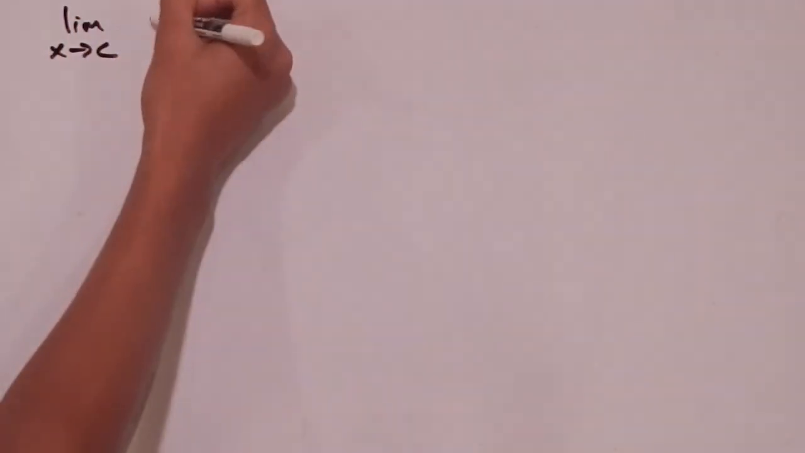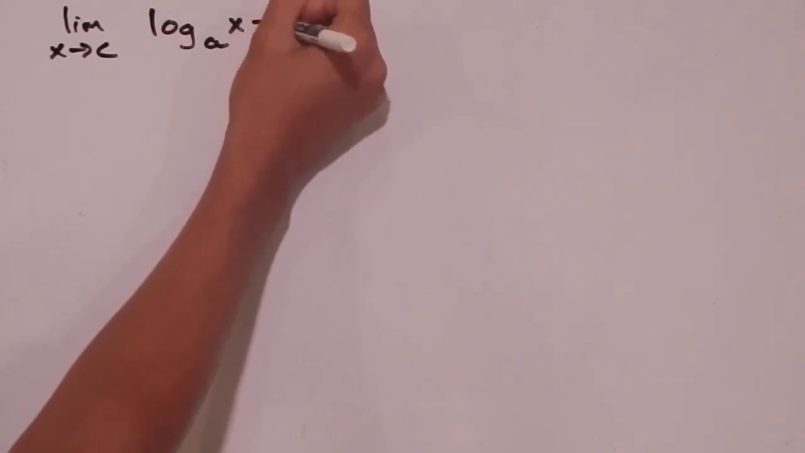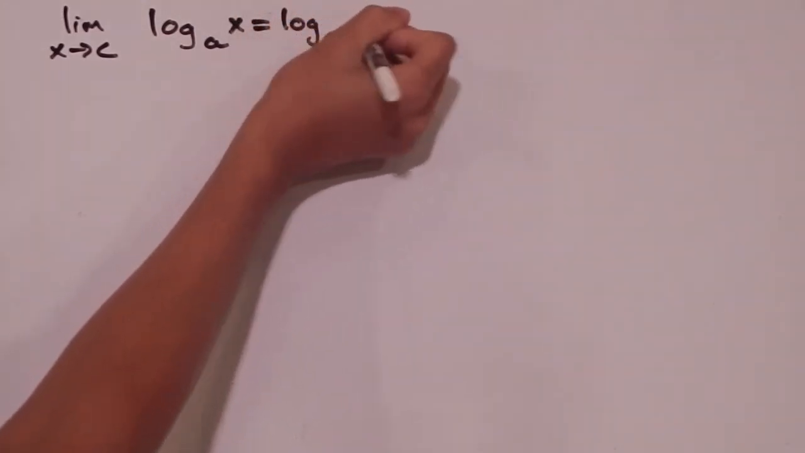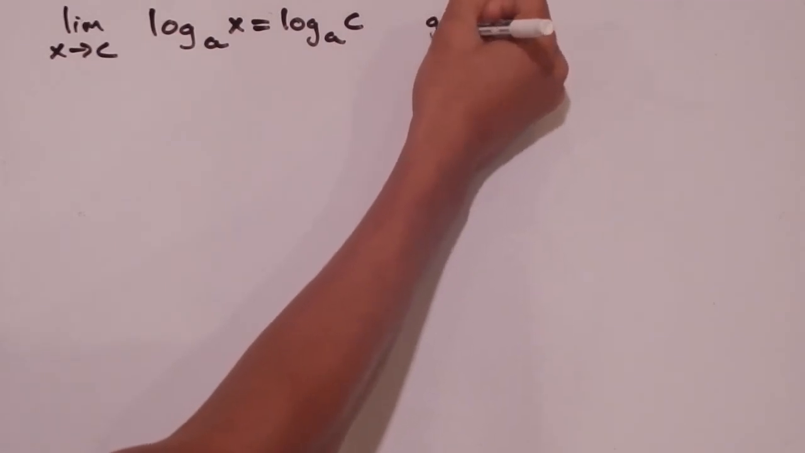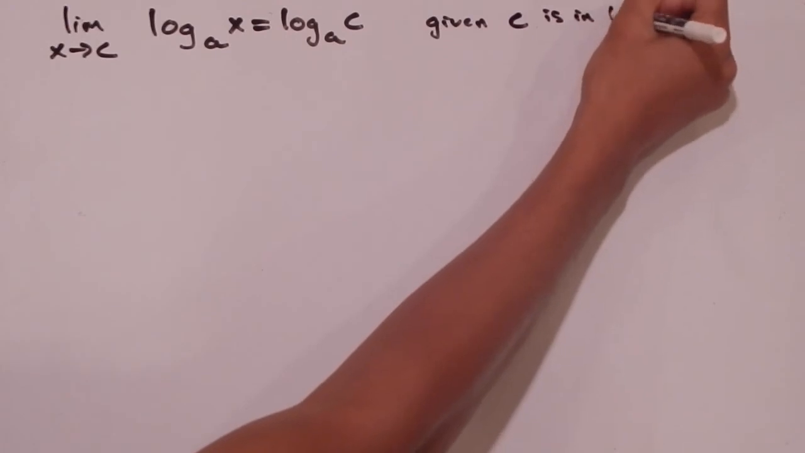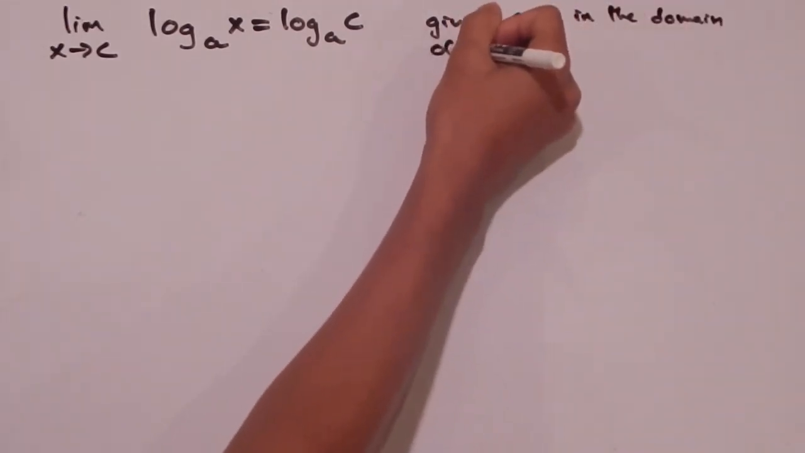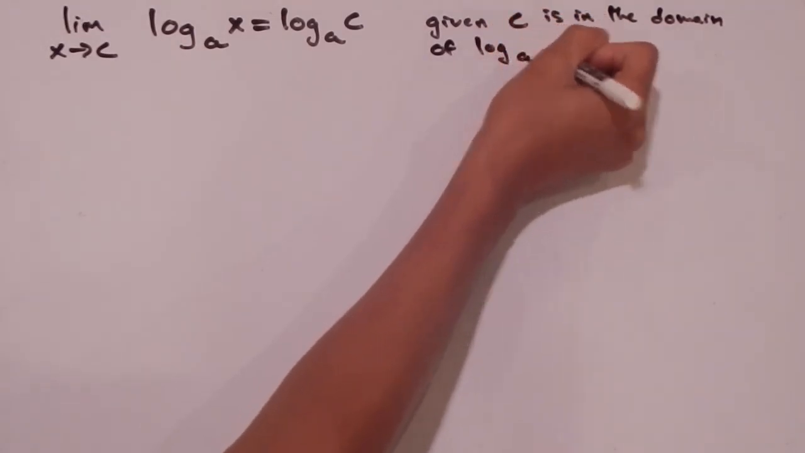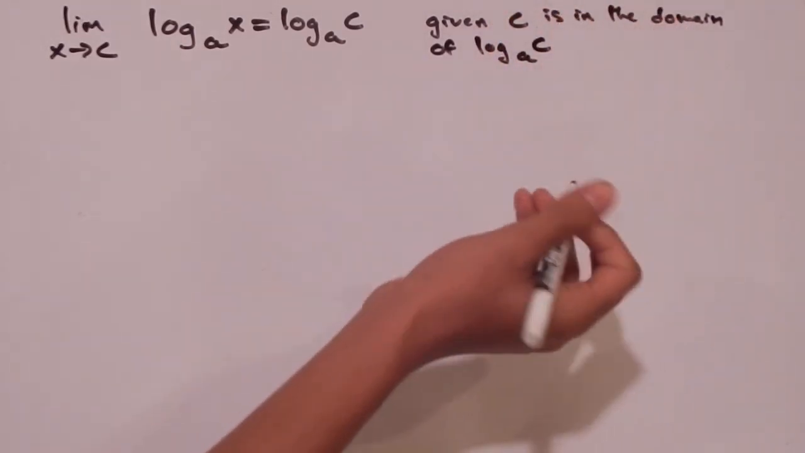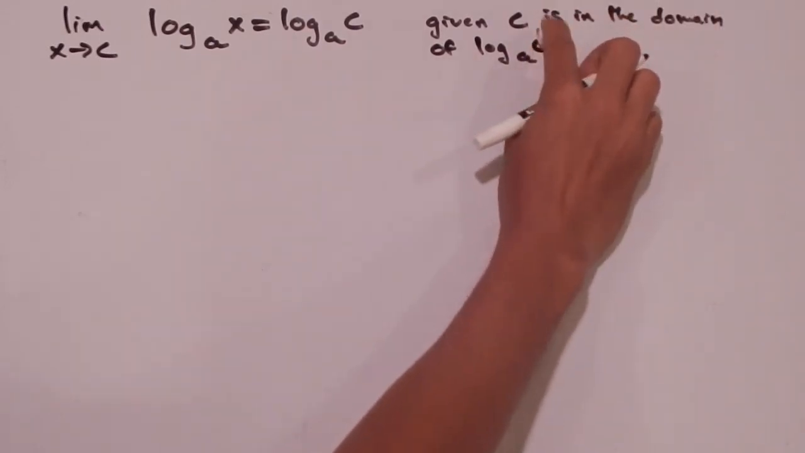So what we're trying to show is that the limit as x approaches c of log base a of x is going to equal log base a of c. And this is given that c is in the domain of log base a of x.